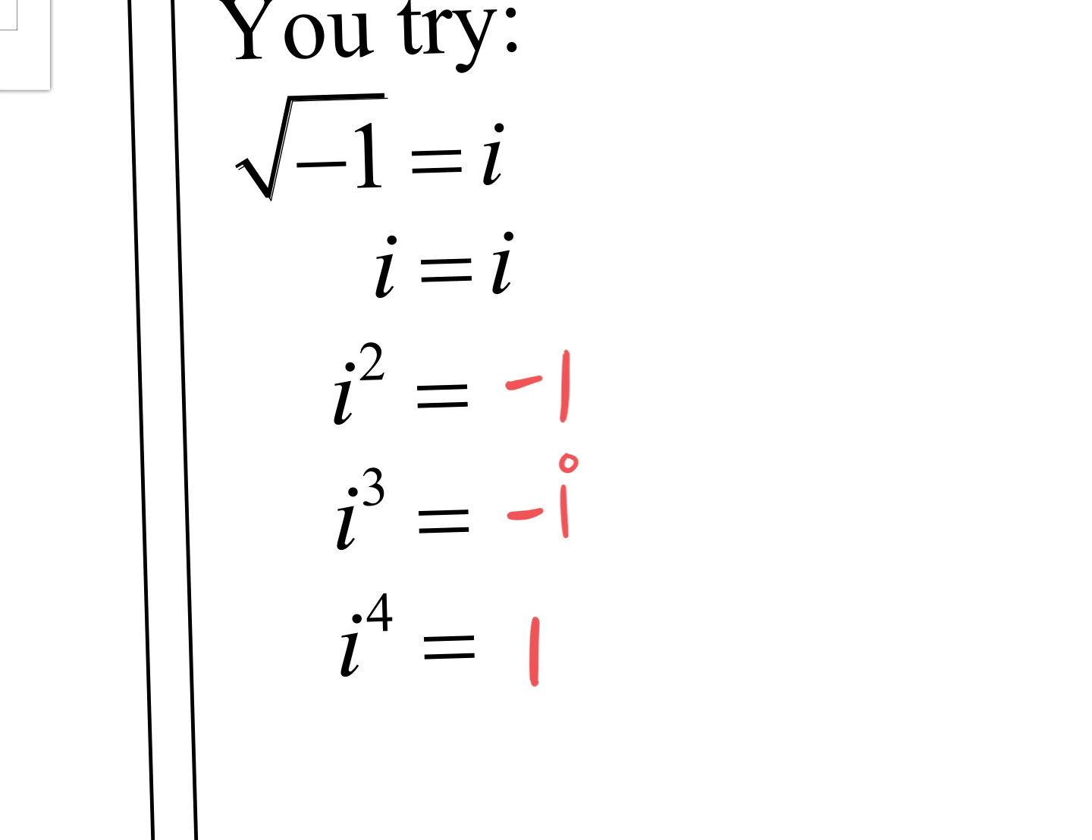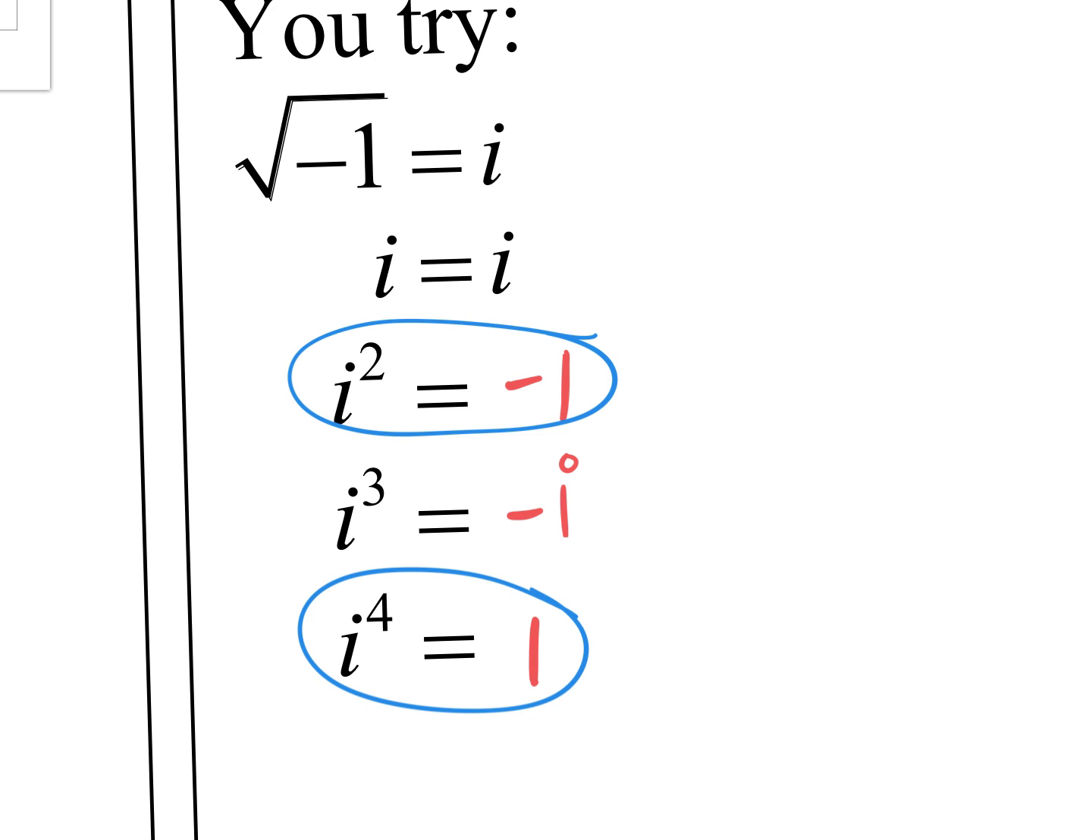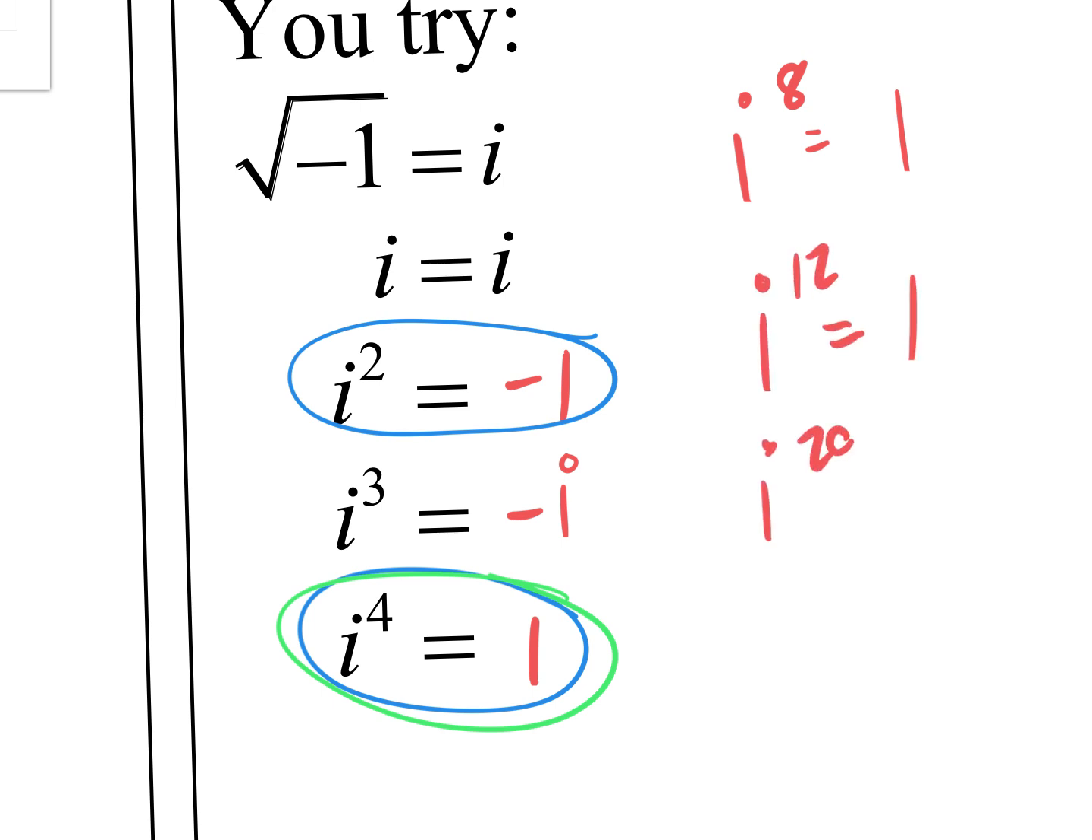We did this yesterday. And you really want to memorize this guy and this guy, okay? Especially i to the fourth, because i to the fourth power equals 1, which means anything that's divisible by 4, like if I said i to the 8th, well, that's really i to the fourth times i to the fourth, which is 1 times 1, which is 1. Anything divisible by 4, like i to the 12th, that's going to equal 1. Like i to the 20th, that's going to equal 1.